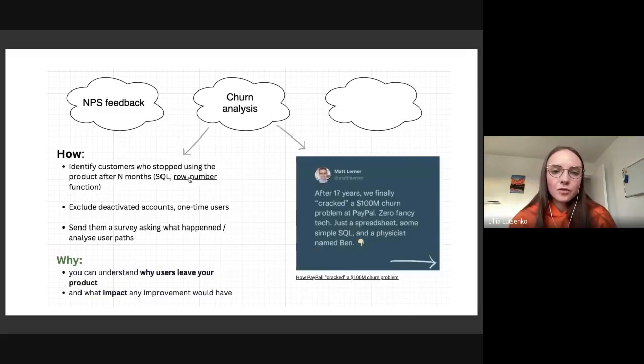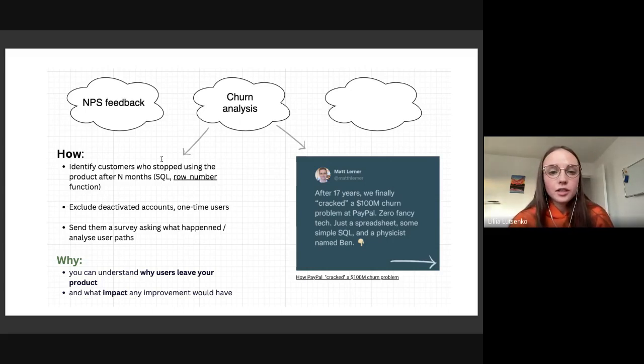Second way, churn analysis. As I've said, in your product, the first thing is to achieve positive unit economics, but then you start getting interested in how customers are using your product and why 60% of your customers leave your product forever after the first week. The idea is to identify these 60% of customers who leave your product forever.